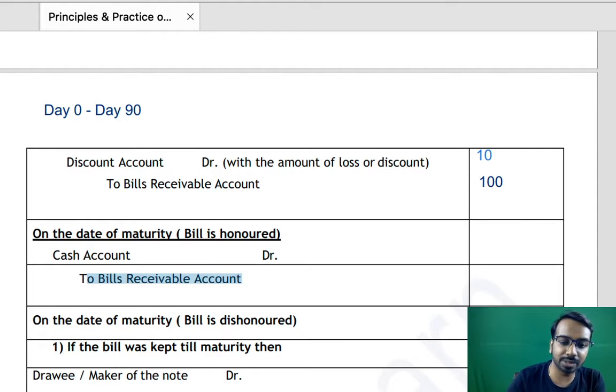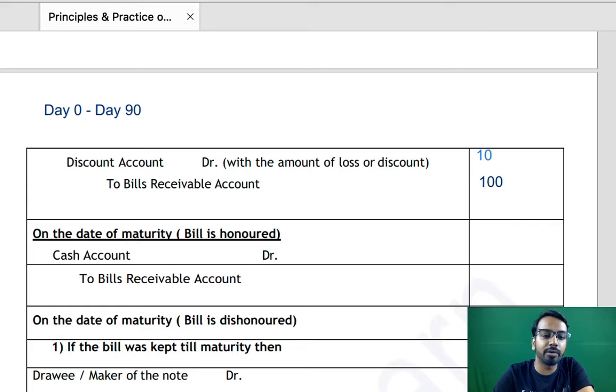Initially you would have debited with some amount, let us say 100. Now you will credit the same with 100. So you will credit the bills receivable account with 100. Now bills receivable became 0. Original debit of 100 and now a credit of 100. The bills receivable became 0. But from whom should you receive this amount back? This amount has to come to you from the drawee or the debtor.